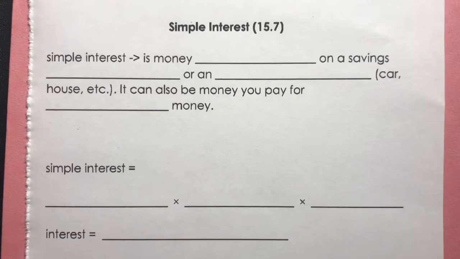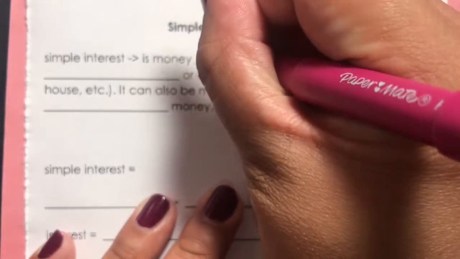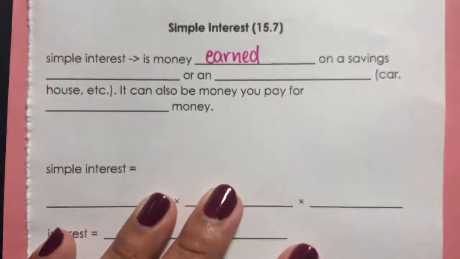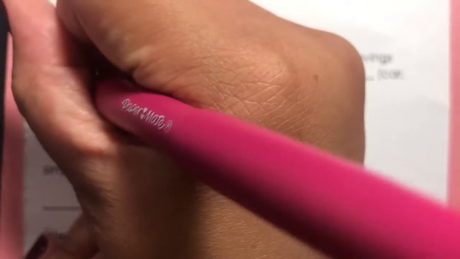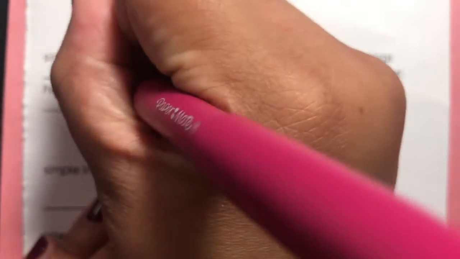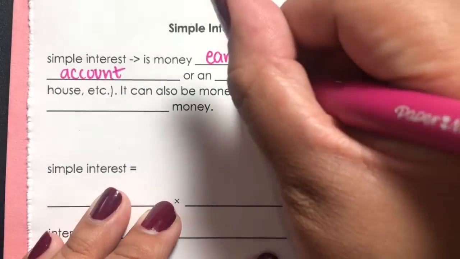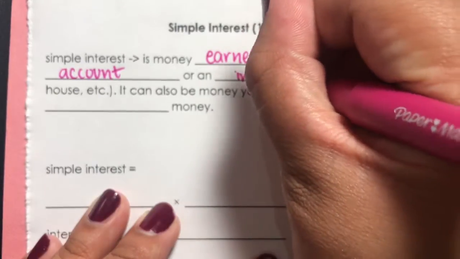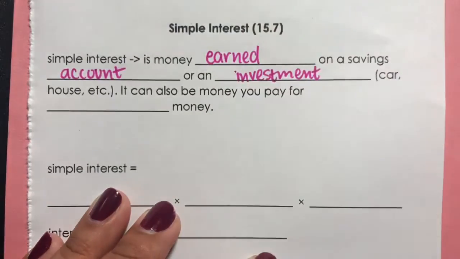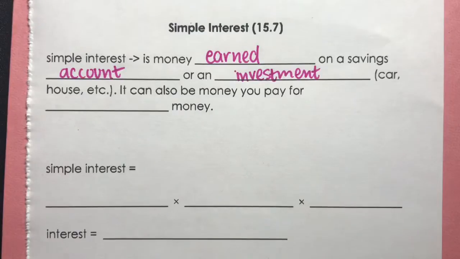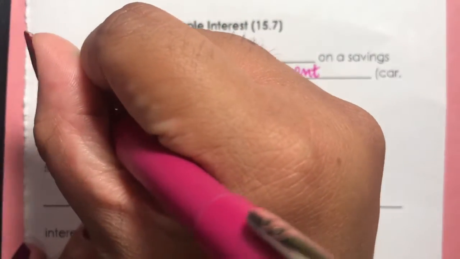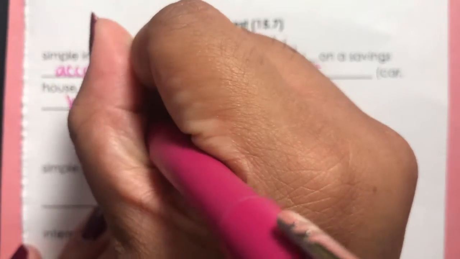Okay, so before I explain why this is so important, first you need to know what simple interest is. So simple interest is money earned on a savings account or an investment, which can be a car, a house, or etc. It can also be money you pay for borrowing money or taking a loan.